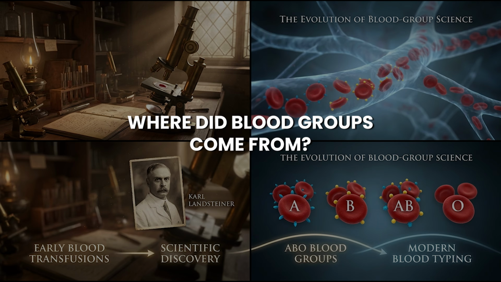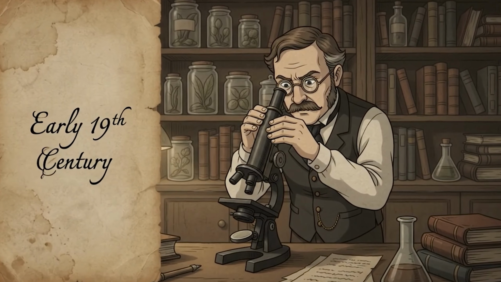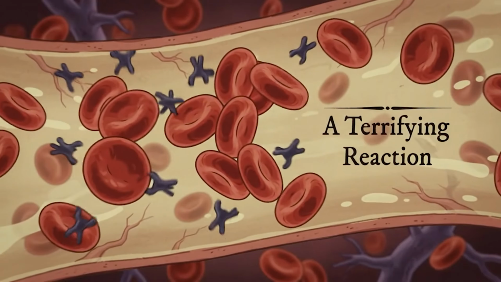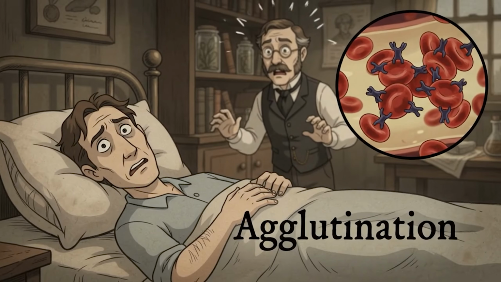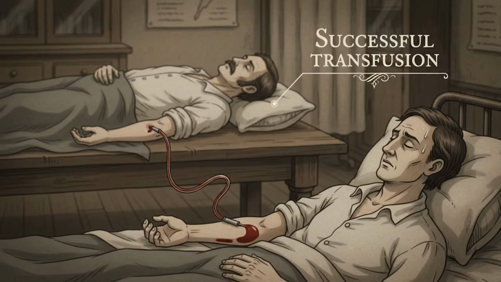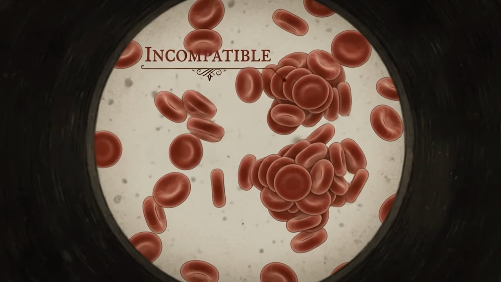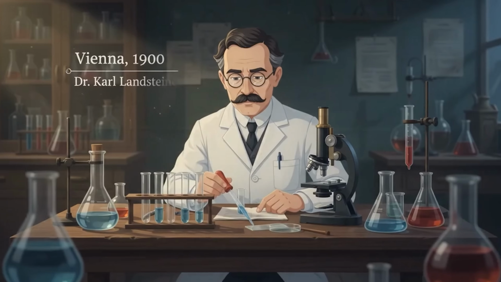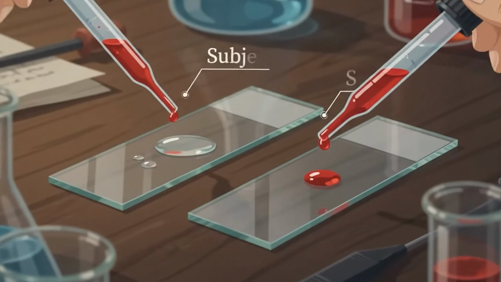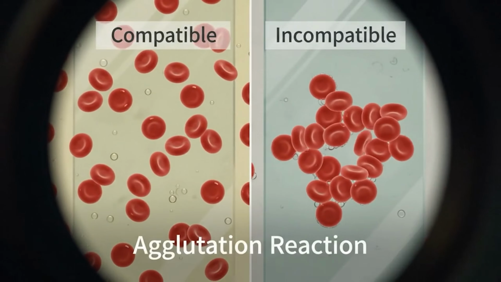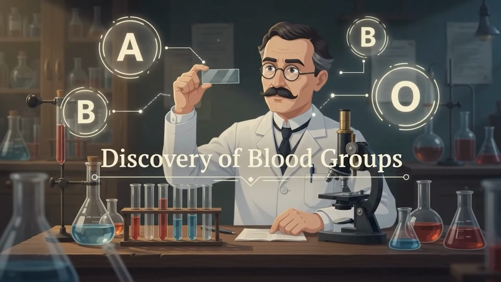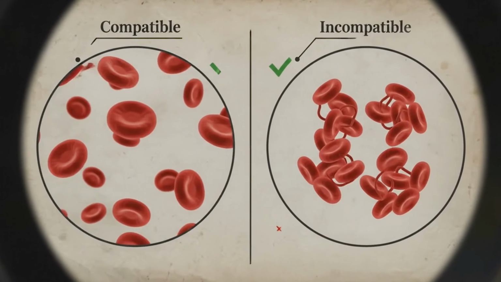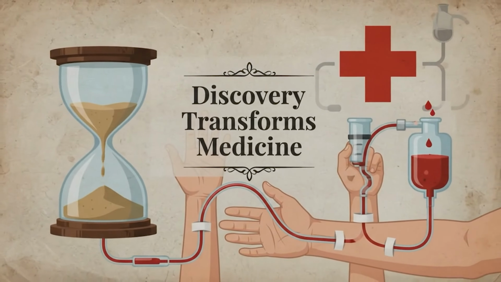Where did blood groups come from? Now let's travel back more than a century. At one time, doctors knew blood transfusions could sometimes save lives. But they also saw something terrifying. Sometimes a transfusion worked, and sometimes the patient's blood reacted violently. The reason wasn't understood. Then, around the beginning of the 20th century, Austrian scientist Karl Landsteiner began studying the reactions between different people's blood. In 1900 and 1901, Landsteiner identified the basic ABO blood groups. His discovery transformed medicine.